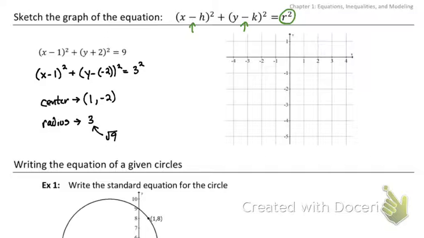Let's go ahead and graph this. So we'll graph with our starting point, which would be 1, negative 2, which would be right here. There's our center.